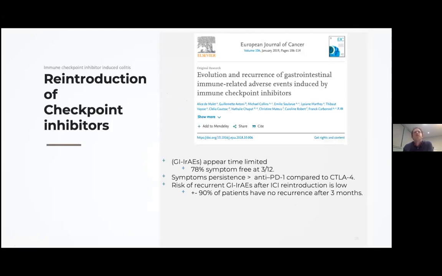And then the question of reintroducing the checkpoint inhibitor is obviously from the oncologist side, but reassuringly, about 80% of patients are symptom-free at 3 months, and patients who were initially on the anti-PD-1 or the anti-PD-L1 would be reintroduced by guideline, for the most part, if there wasn't a reason not to, by the oncologist. And interestingly enough, the risk of recurrent GI immune-related adverse effects after introduction is low. The data, again, is sparse, but 90% of patients had no recurrence after 3 months in one of the large cohorts.